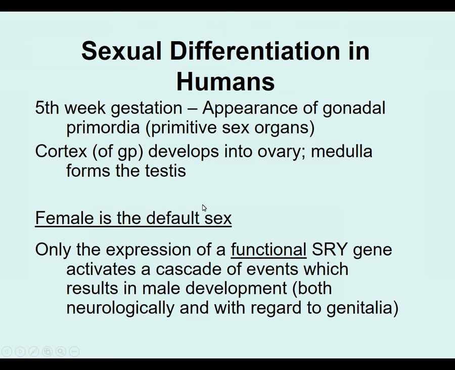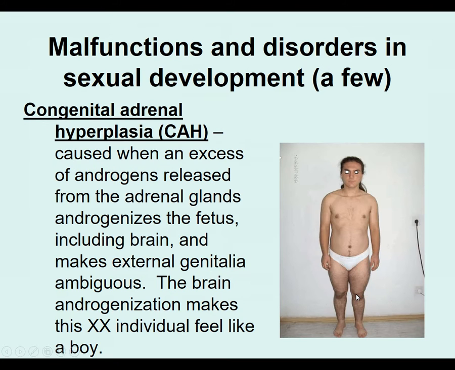The problem is, even if this cascade of events is triggered by a functional SRY gene, if any of these next steps is non-functional, mutant, then you can still have a problem with part of the male phenotype. A problem meaning a situation where the brain development doesn't really match the genitalia development or something along that line. And so this is what I call a malfunction or disorder of sexual development. I'm not going to go into a lot of detail here.